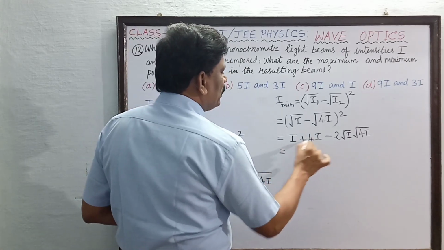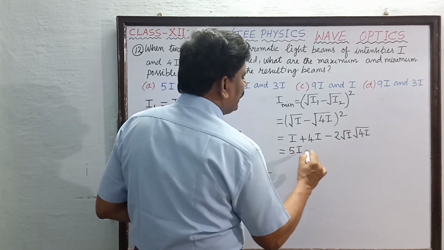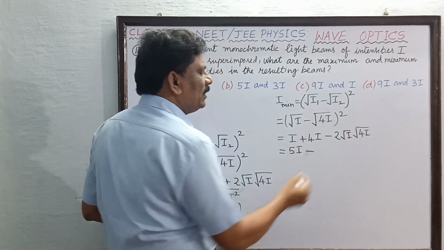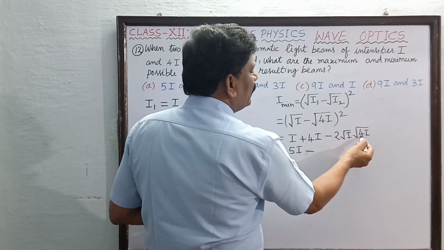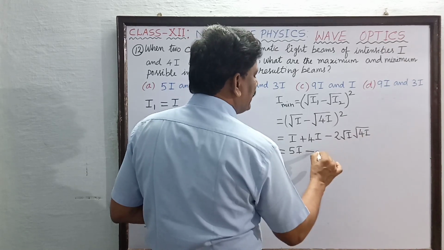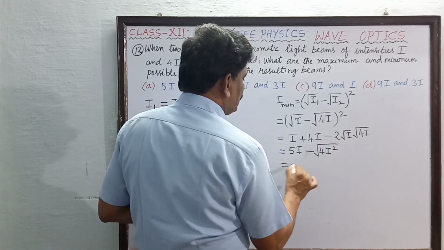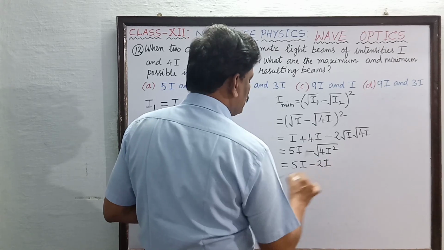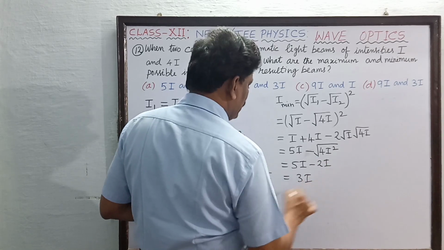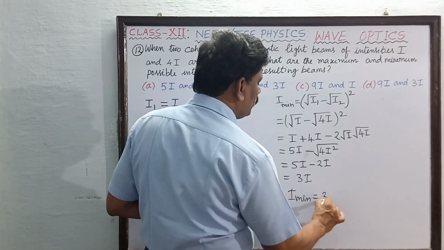So this is equal to 5I minus 2 into square root of I into square root of 4I, so it will become square root of 4I square. So this is equal to 5I minus 2I. So this is equal to 3I. Therefore I minimum is equal to 3I.